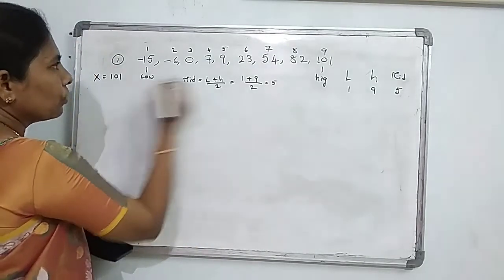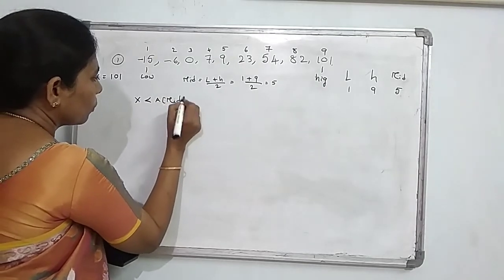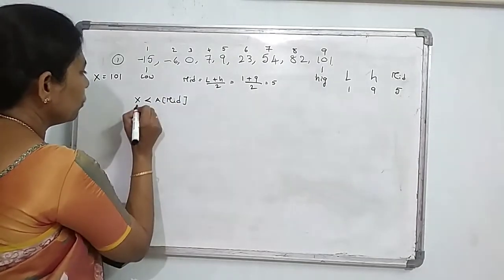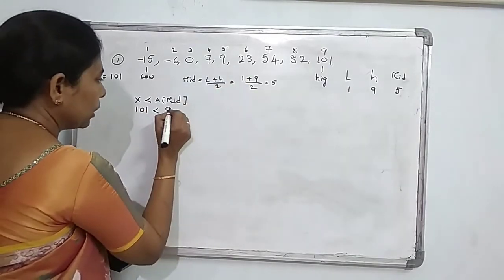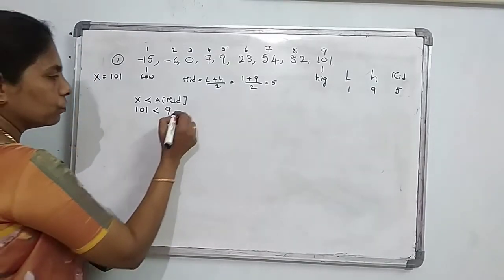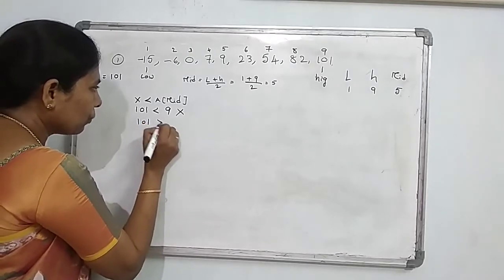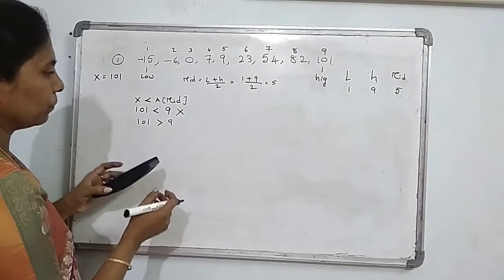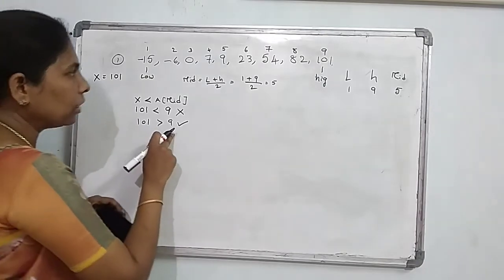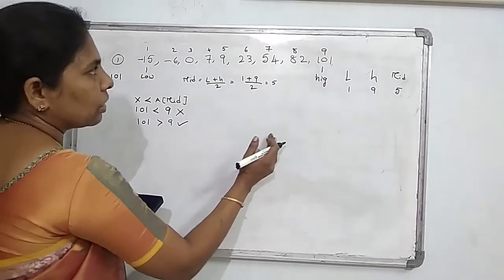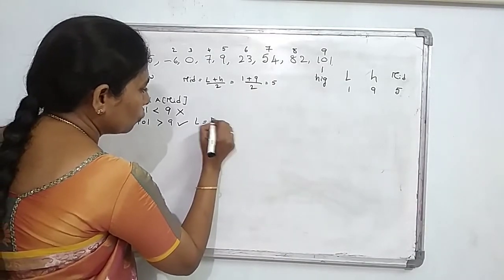Now we compare x with a of mid. Is x less than a of mid? That means 101 less than a of mid; mid value is 5, a of 5 means 9. So 101 is less than 9, this is wrong. Now we compare 101 greater than 9, x greater than a of mid. This is true. Whenever x is greater than a of mid, you find the set of the remaining part. At that time you give low equal to mid plus 1.